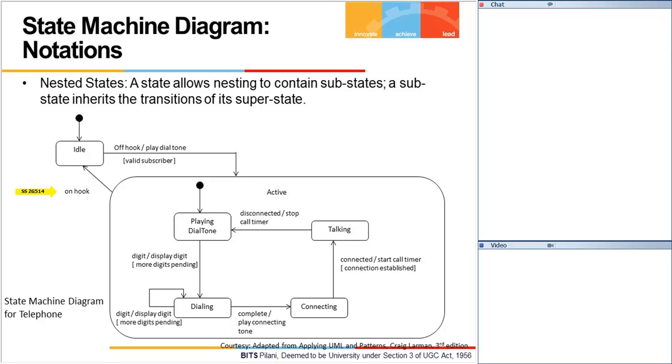If my system is in the dialing state and I place the telephone back on the hook, you are back in the idle state. Similarly, if you are in the connecting state and you place the system back on the hook, it's the idle state. So from any substate, this on-hook transition will lead your system to the idle state.